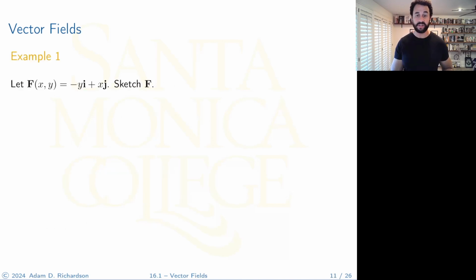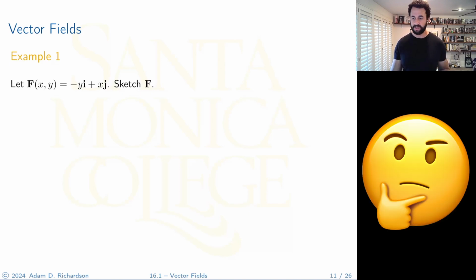Okay, now let's look at an example. Let F of x comma y be this vector field here, negative y times i plus x times j, and just sketch F, right? This is one I do actually want you to try on your own. So first, just think about it and think about what it's asking for a moment.